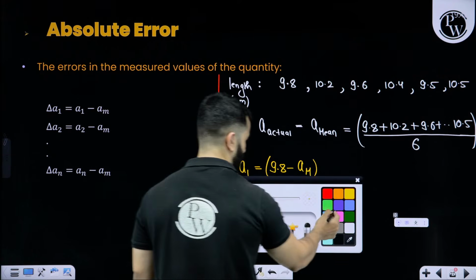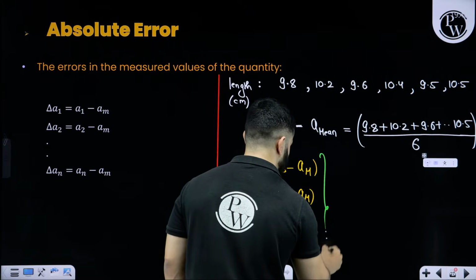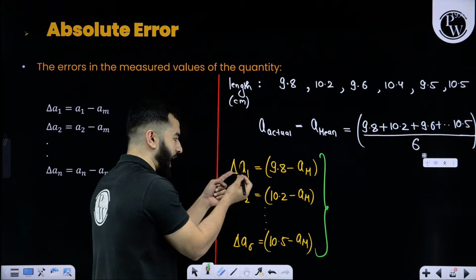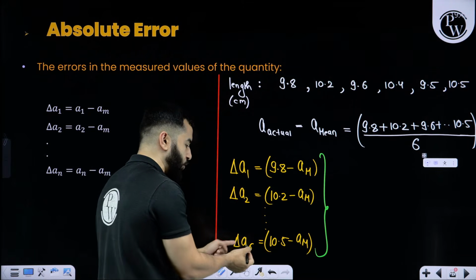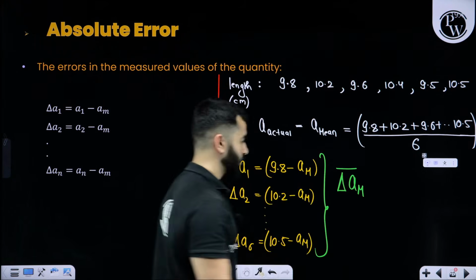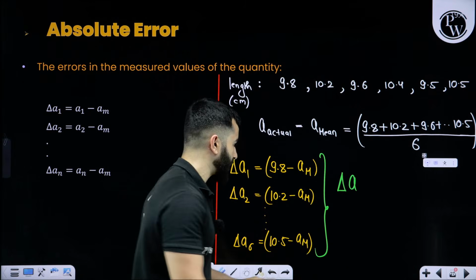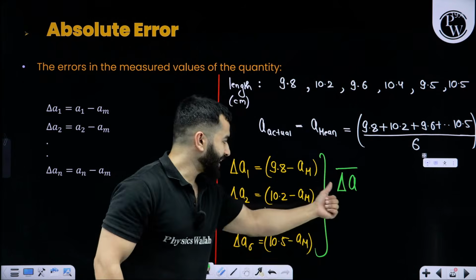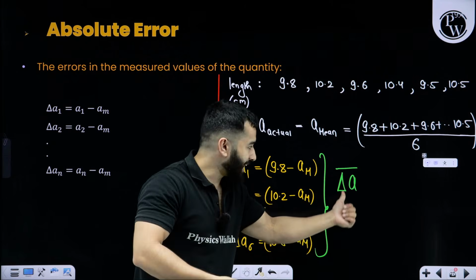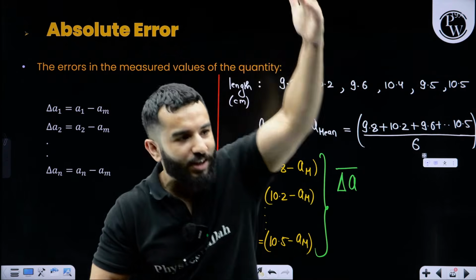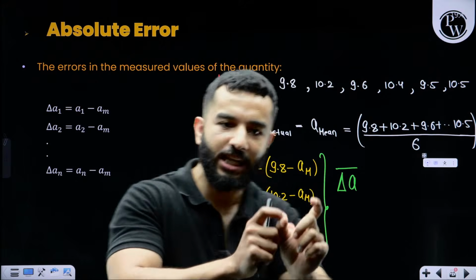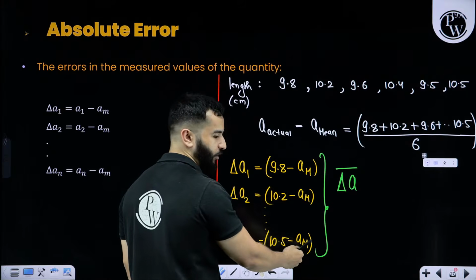And then we are going to find the average of all of these errors: absolute error in 1, absolute error in 2, absolute error in 3, and we call it the mean absolute error. You don't have to write down this M if you are writing a bar over it. Delta means error. Delta A means error in A. Delta A bar means you are averaging every error out. You add all the errors and divide by the number of terms.